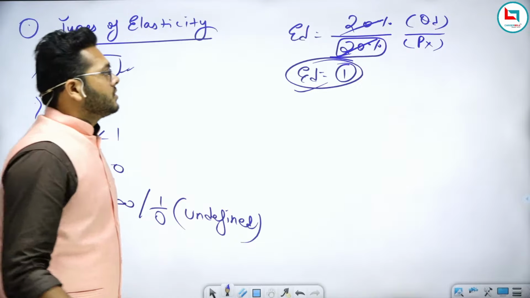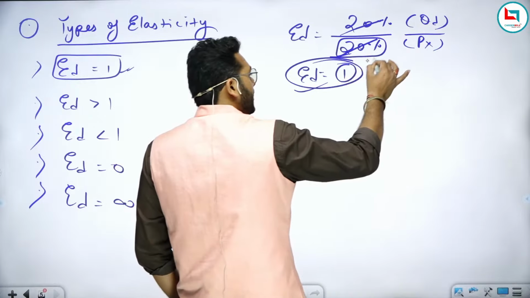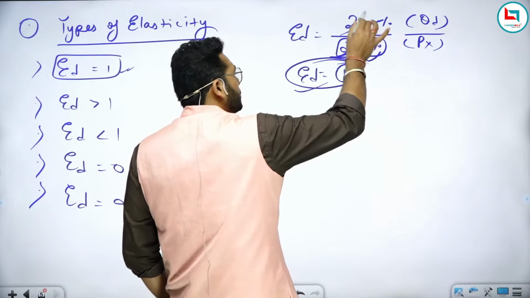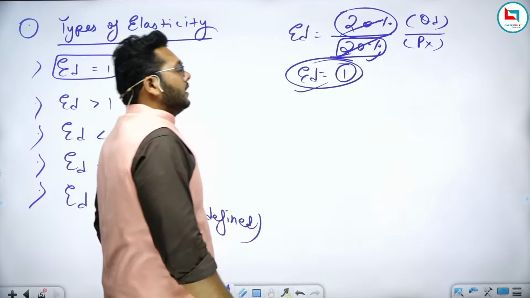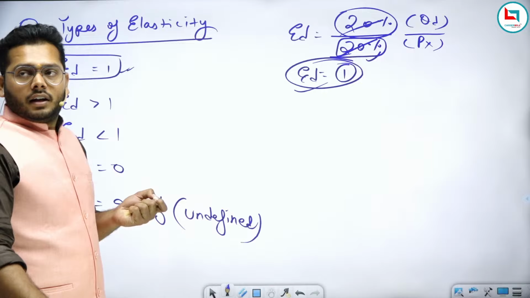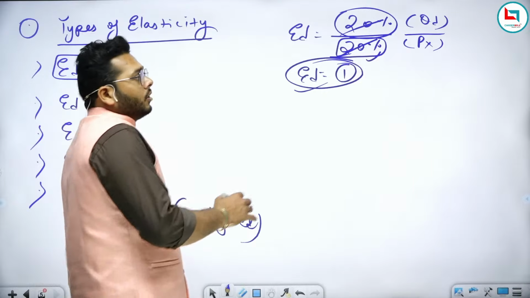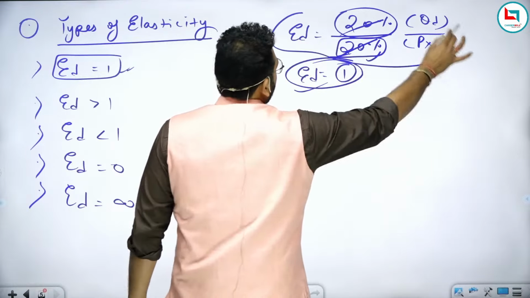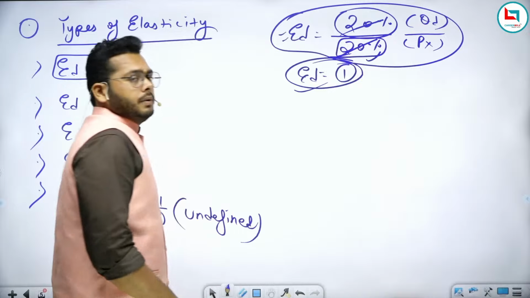So if there is a change in the price that is exactly equal to the change in the demand, then we can say ED is equal to 1, right? Am I clear to everyone? So this will be your right answer. So ED is equal to 1.